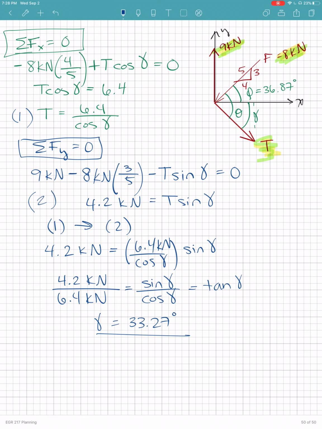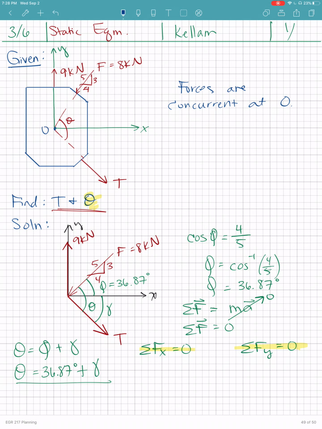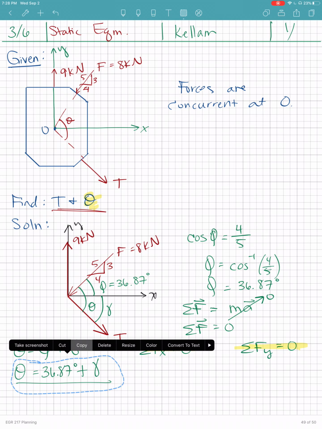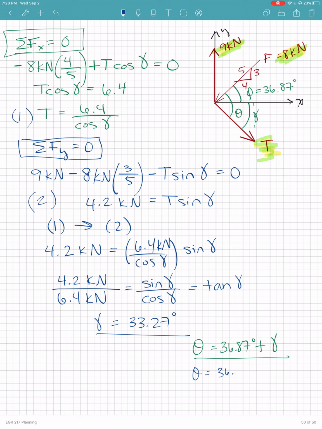So cool, now we have this angle. You remember on the previous page, we figured out the relationship between theta and that gamma. It's right here: theta equals 36.87 plus gamma. So let's take that over, then we can figure out what theta is. Theta equals 36.87 degrees plus 33.27 degrees. Just entering it into my calculator, theta equals 70.14 degrees. So that was one of the things they wanted us to find.